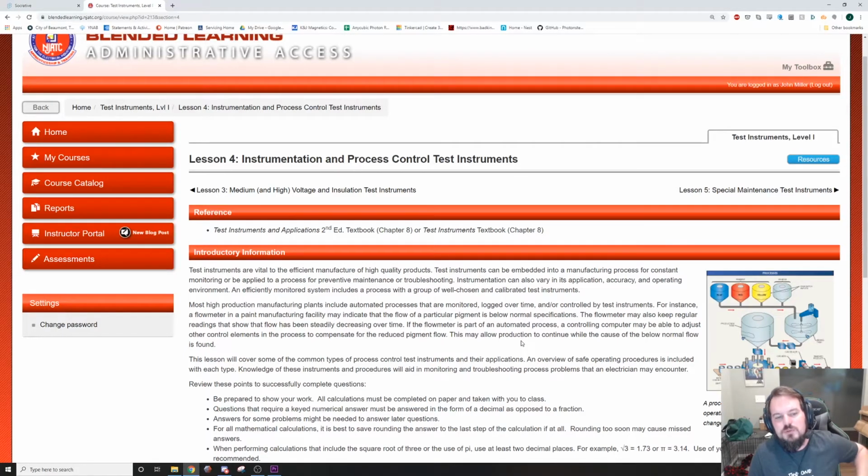Hello and welcome to Lesson 4, Instrumentation and Process Control Test Instruments. Your reference for this will be Test Instruments and Applications, 2nd Edition, Chapter 8. If you have one of the older books, which none of you should, that will also be Chapter 8.